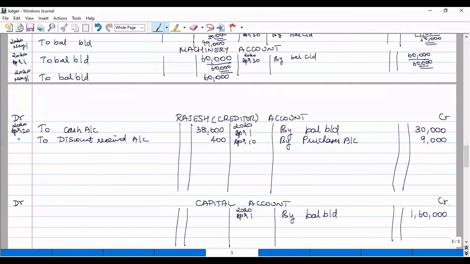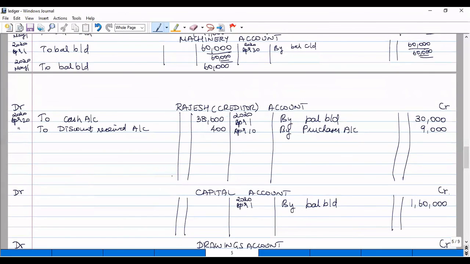Next, to our creditor Rajesh, we have the total balanced on both sides. So we call it a self-balanced ledger. It means that we do not have to pay any amount to Rajesh. We have cleared all the payment by this month itself. So we will not have any opening balance for Rajesh in the next month. We have settled his account in this month itself.